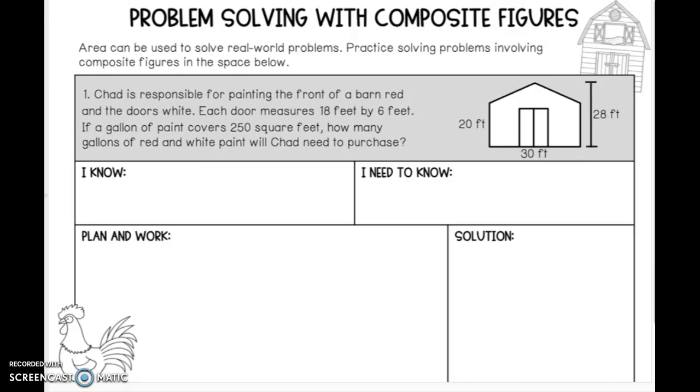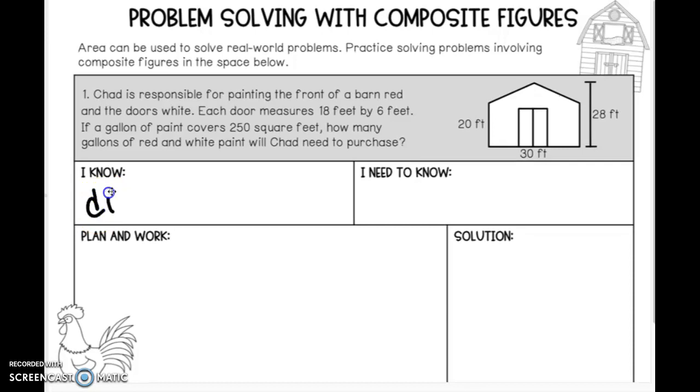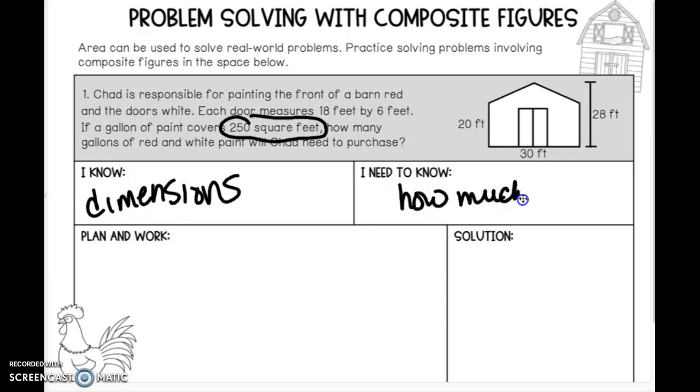So, Chad is responsible for painting the front of a red barn, picture to the right, and the doors have to be white. Each door measures 18 by 6 feet. If a gallon of paint covers 250 square feet, how many gallons of red paint will Chad need to purchase? So what do we know? We know the dimensions, and I'm not gonna write every single one of them. And we know that one gallon is 250 square feet. What are we looking to find?